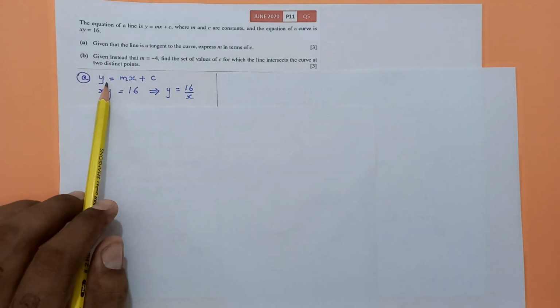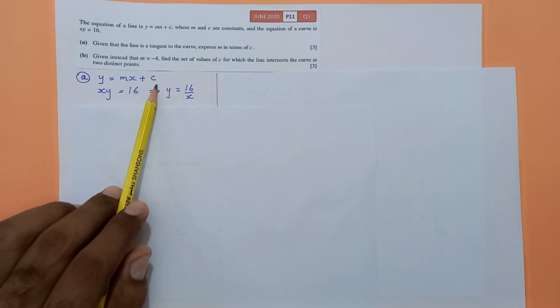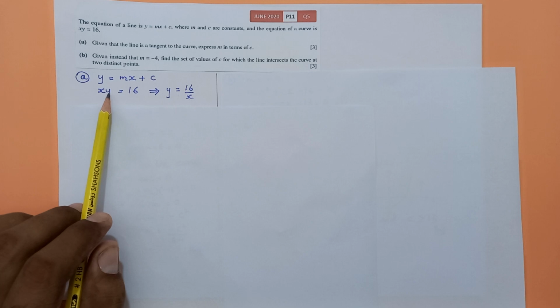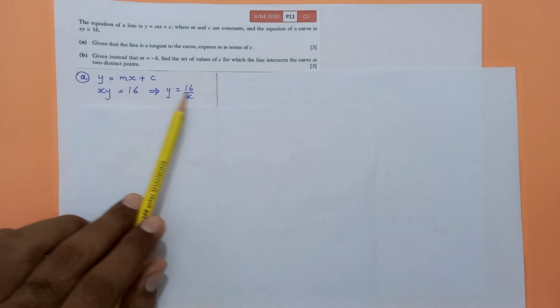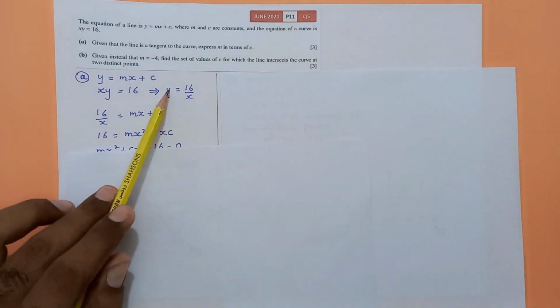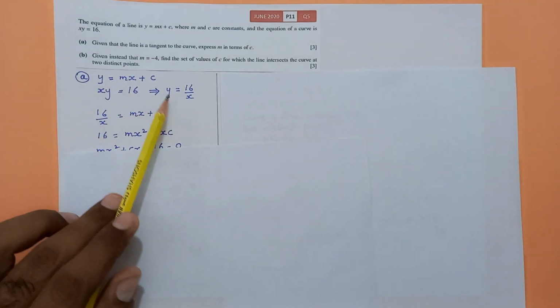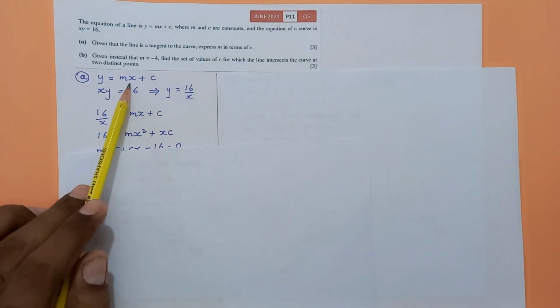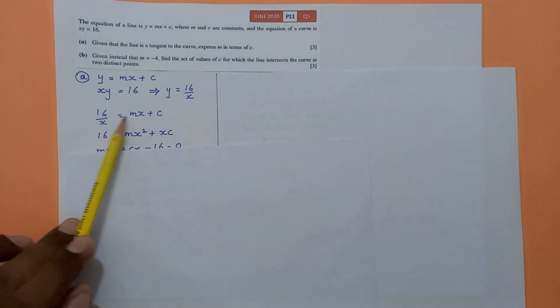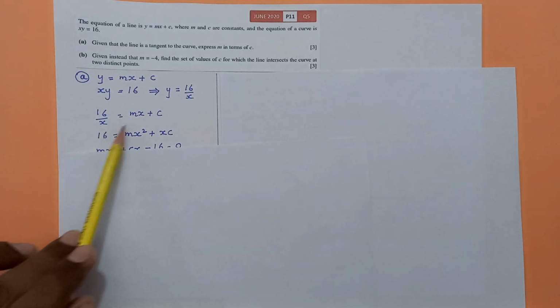The equation of the line is y equals mx plus c. The equation of the curve is xy equals 16, so just rearrange it and make it y equals 16 upon x. Now both the equation of the line and the curve are in the form of y, so we can simply equate them and write 16 upon x is equal to mx plus c.